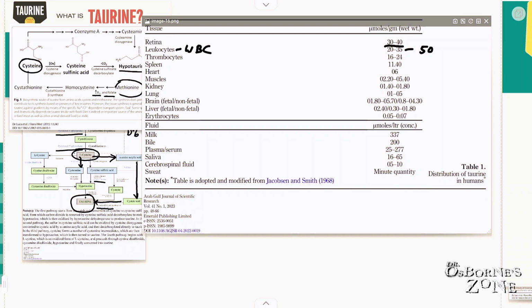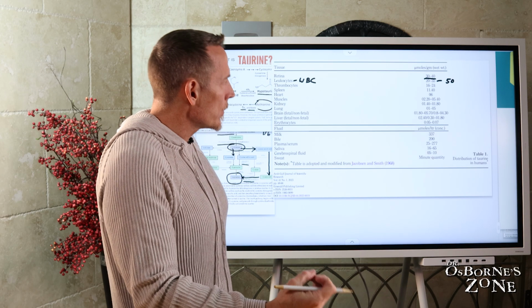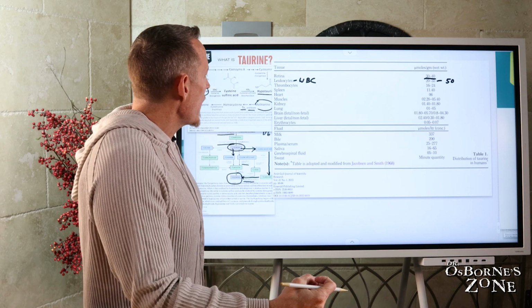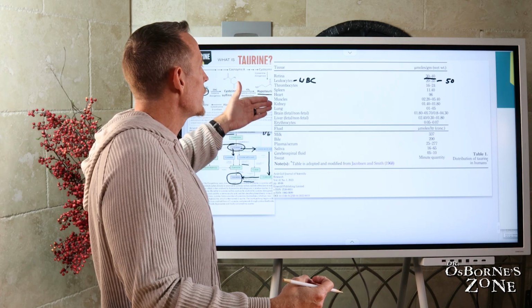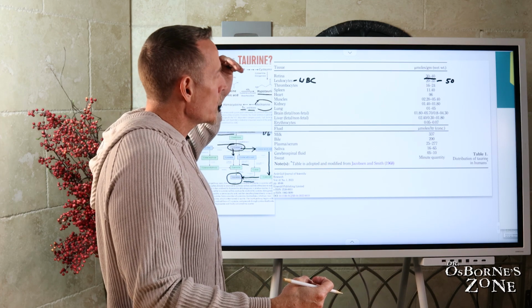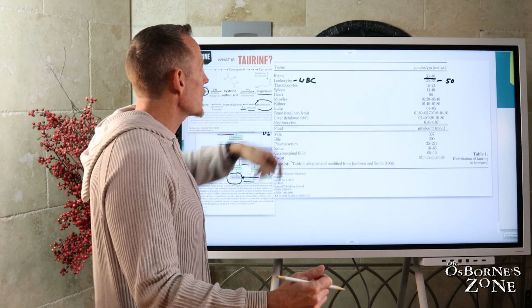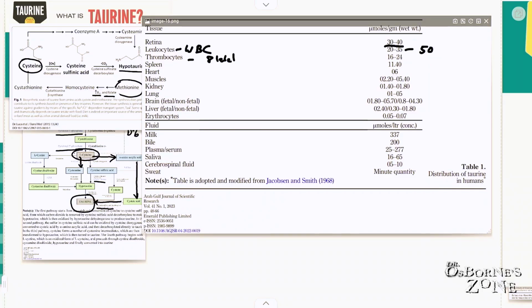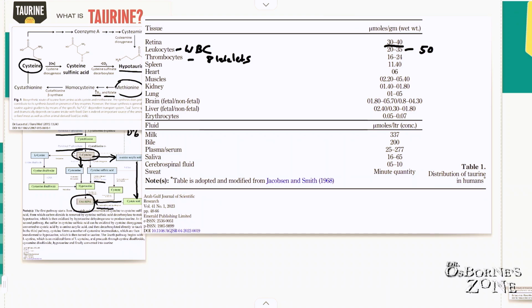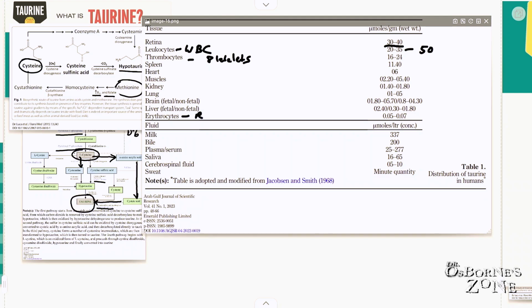So leukocytes are another key concentrated area where we need taurine, and taurine regulates immune function. That's why, again, when we see where taurine is stacked at a high level in a tissue, that should give you a good indication that the tissue needs more of it. So we see it in thrombocytes, which are platelets. So this would be things like blood clotting. We see a lot of taurine in the spleen. We see it in high concentrations in the heart and in muscle tissue, as well as kidney, lung, brain, liver, and erythrocytes. This would be a red blood cell.